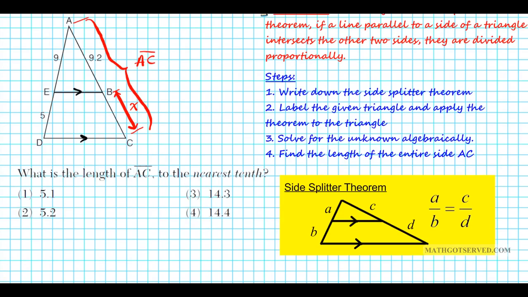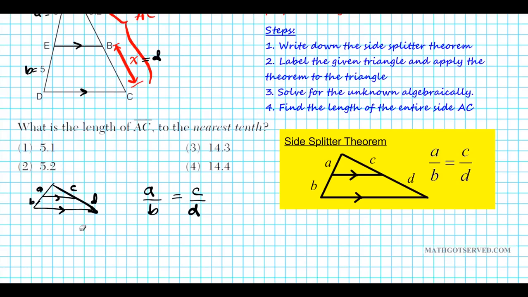So the side splitter theorem, let's just write it again, even though we have it here for your reference. Just sketch a triangle. And this side is parallel to this side. This is A, B, C, D. According to the side splitter theorem, A over B is equal to C over D. All right, so let's label our triangle accordingly. So we can call this side A, B, C is 9.2, and D is X. I just followed this format over here, pardon my terrible sketch.